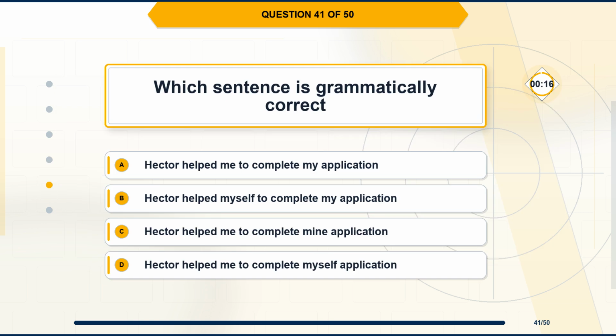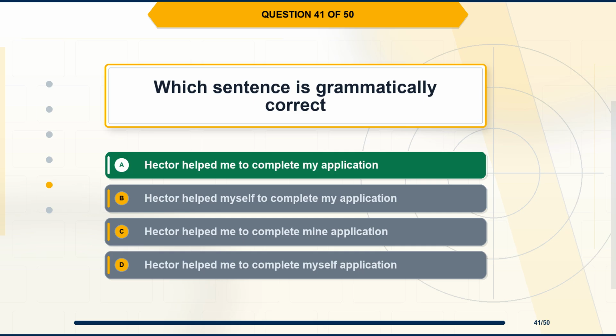Question 41. Which sentence is grammatically correct? Option A. Hector helped me to complete my application. Option B. Hector helped myself to complete my application. Option C. Hector helped me to complete mine application. Option D. Hector helped me to complete my self-application.